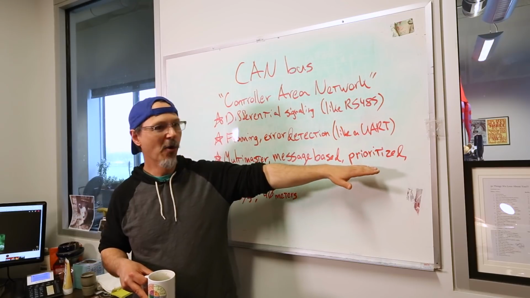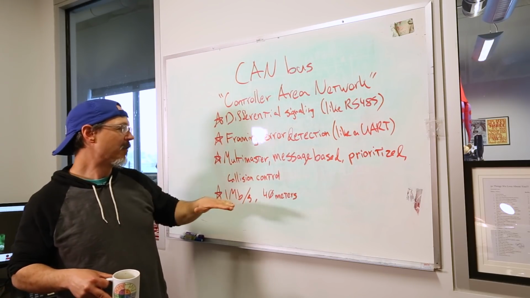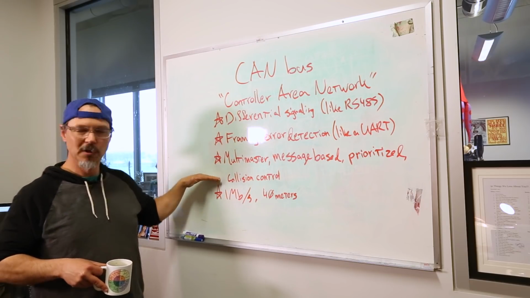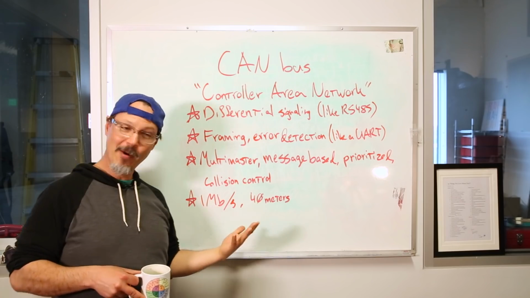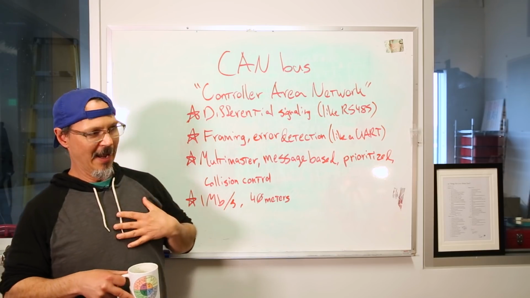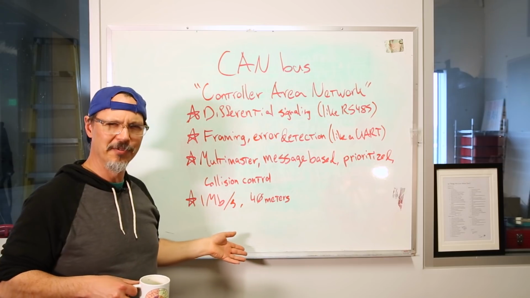We'll talk about it as we go. And it is a prioritized addressing scheme that is sort of wrapped around the message. And it has this really slick method of collision control on the bus. And when you follow all the rules of setting up the network, you can get as much as 1 megabit per second at a distance of 40 meters. Now let's talk about some history.